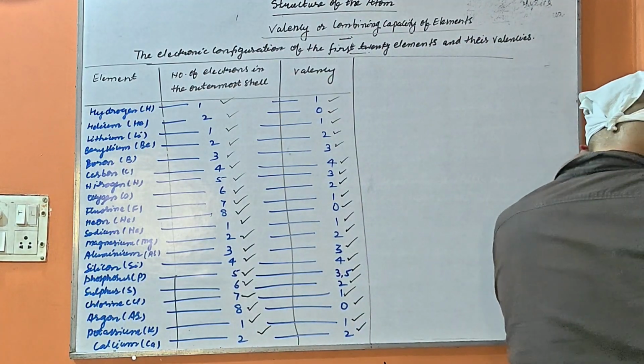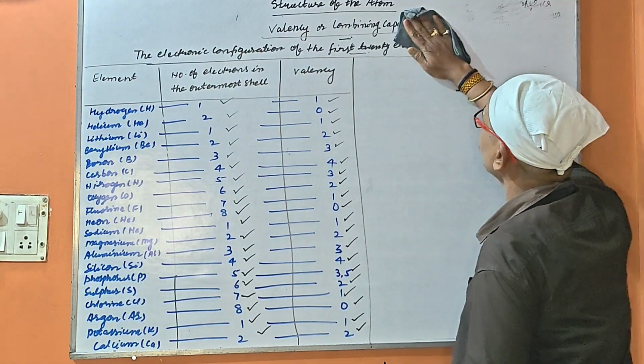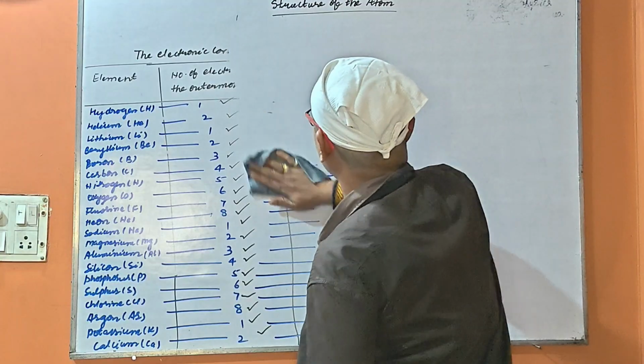So these are the things you have to understand in a simple and broader concept. My dear students, these are the things you have to remember and keep in your mind.